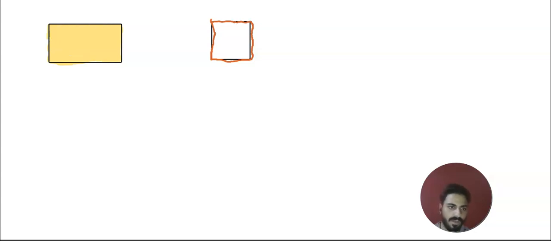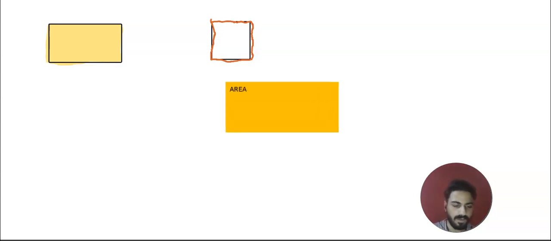So what is the formula of area and perimeter? For rectangle and square, the concept remains the same, but the formula is different. So firstly, let's write down the formula for area of square. You guys write it down with me. That will be side into side. We can also say side square.